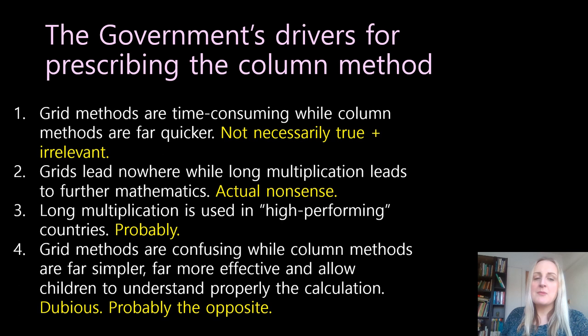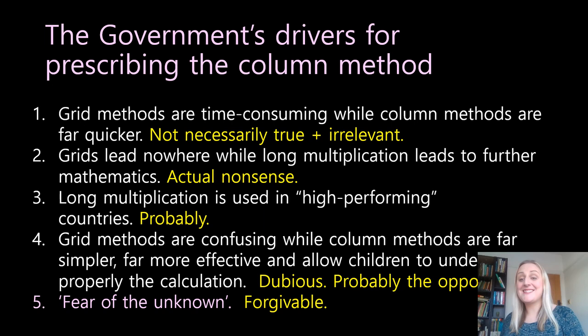And they said that grid methods are confusing while column methods are simpler. And I'd say that's really dubious, and I think it's probably the opposite. I think probably grid methods are simpler. I don't think that they can say one or the other is a better method. I don't think they should be saying that, but I certainly don't think that column methods are easy to understand in any way. And what I've done is I've added a fifth reason to the list of government drivers, and this is the unofficial one that they obviously would not admit anywhere, which is a fear of the unknown.